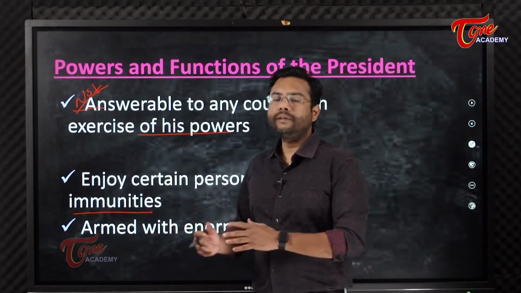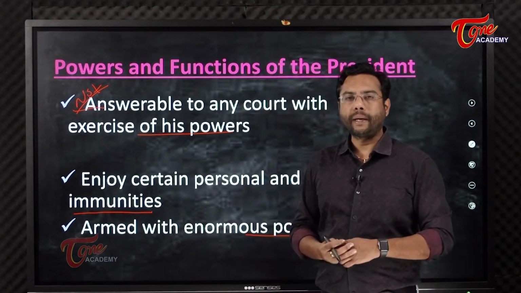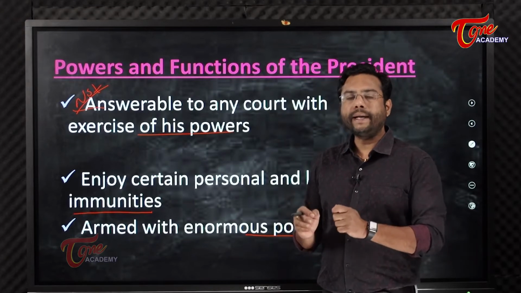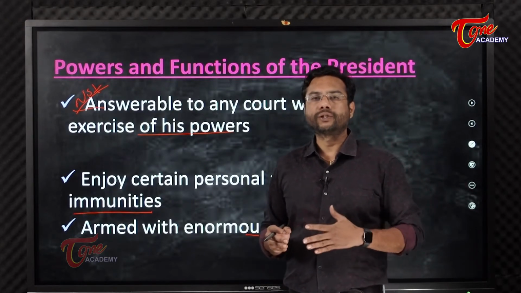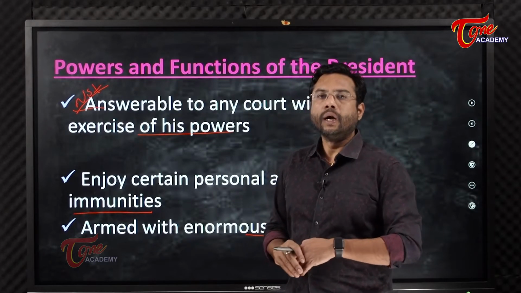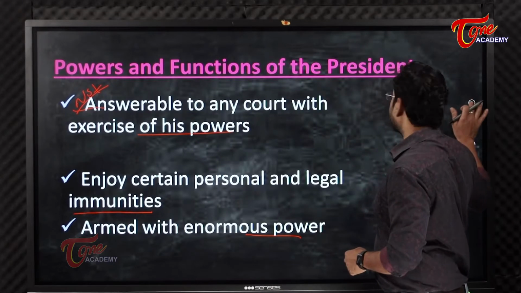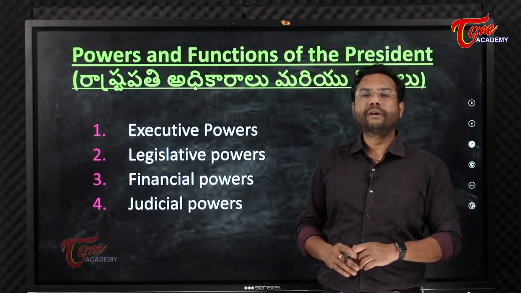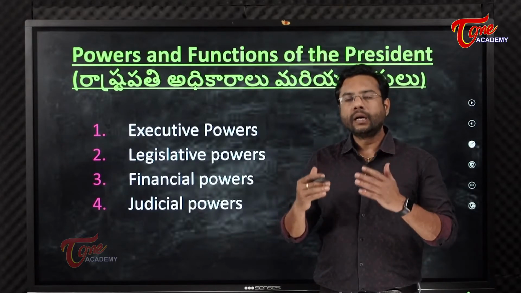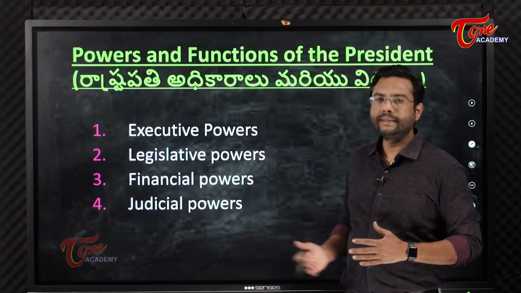Otherwise, generally, the 42nd and 44th amendments have made it binding on the President that the aid and advice of the Council of Ministers headed by the Prime Minister should be followed. This is one case. So generally, what are the powers and functions of the President? We try to understand the powers and functions under these heads.